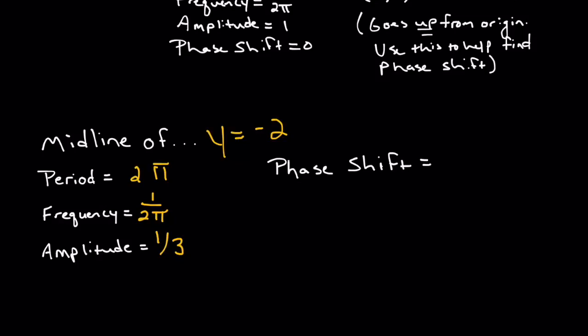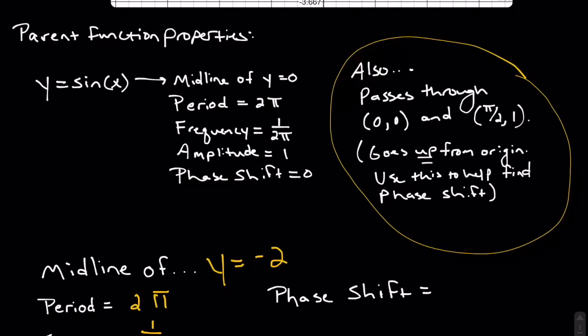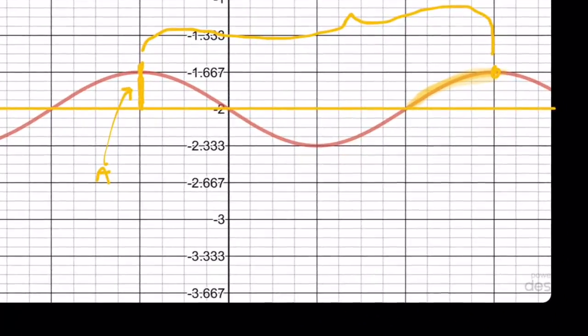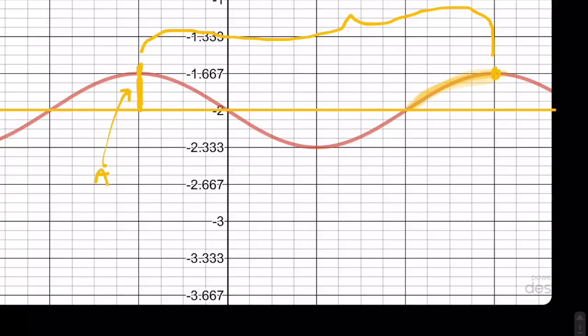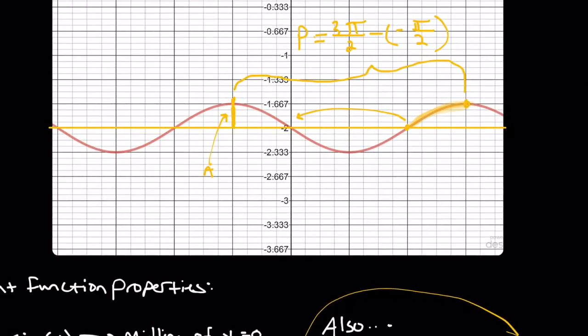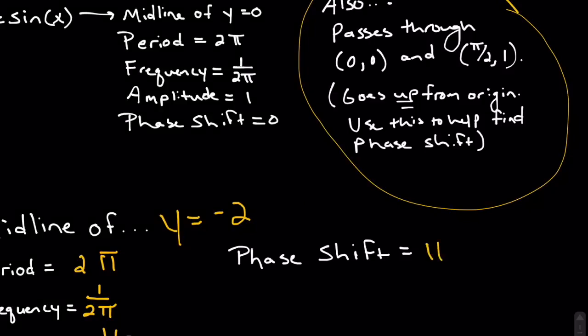Finally, finding the phase shift will be perhaps the most difficult because it requires the most background knowledge. In particular, we need this information right here, specifically that sine goes through the origin and then up to a maximum. So to find the phase shift, we need to find the first interval after the origin, where sine goes through the midline and up to a maximum. That's this one right here. Next, we will see how far that midline value is away from the y-axis. This distance is equal to our phase shift. In our case, this distance is pi units away from the y-axis, so the phase shift is equal to pi.